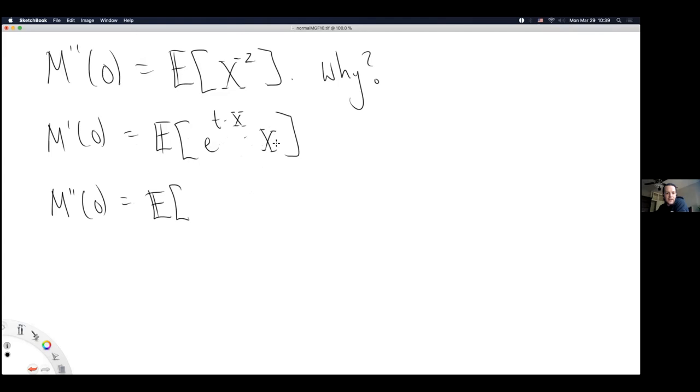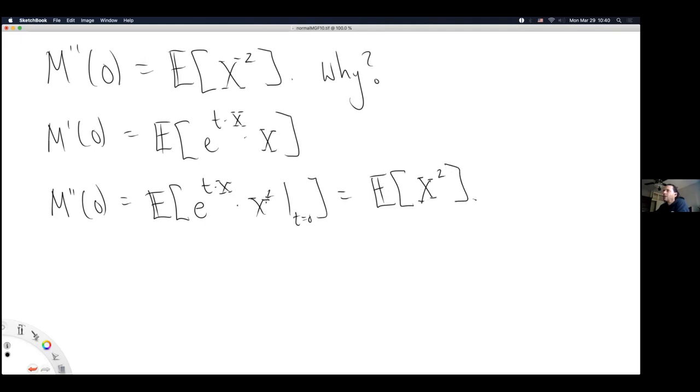This x acts like a constant because we're taking the derivative with respect to t. X would just go to x squared, right? Perfect. So indeed, we have e to the tx times x squared evaluated at t equals to zero. And what do we get? X squared. Thank you.